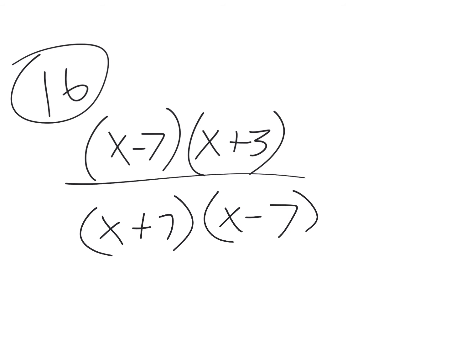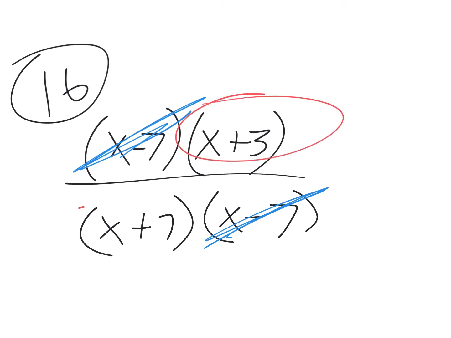Does that make sense to you so far? Then this cancels, and all you have to do is put in x plus 3 and have it in parentheses, and x plus 7 and have it in parentheses.